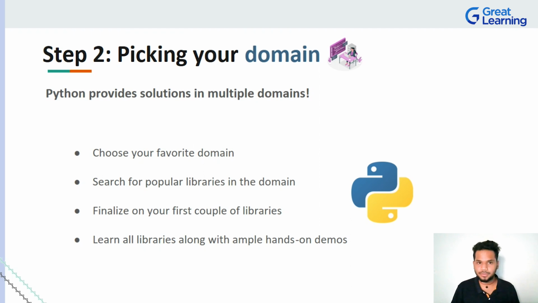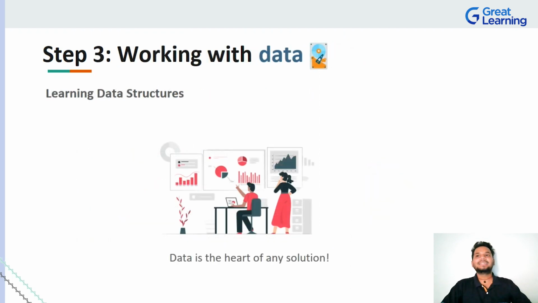So that is step number 2, guys. Step number 1 was fundamentals. Step number 2 was picking your domain. What do you think is step number 3? Step number 3 is again the heart of any programming language, not just Python. It is data structures, data methodologies, right? Data is literally at the heart of any solution.